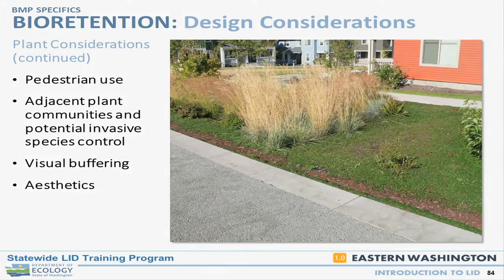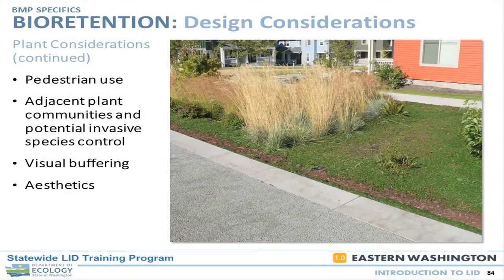Adjacent plant communities and potential for invasive species control. Again, oftentimes they're next to grass, and grass can often tend to try to spread into the bioretention facilities, or even weeds will come into them. So give consideration to what those competing vegetation is going to be. And of course, visual buffering and aesthetics. Nobody's going to want a practice that's not going to look good, because it's just going to be abused over time. So considering how that aesthetic fits with the overall site or the community that's going to be around it.